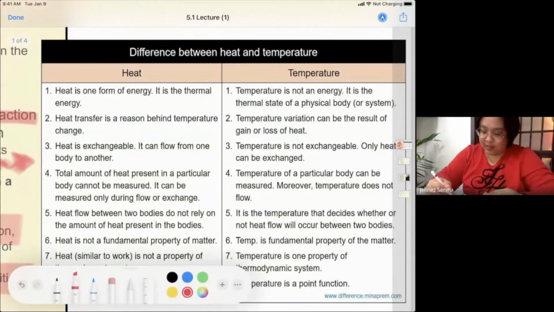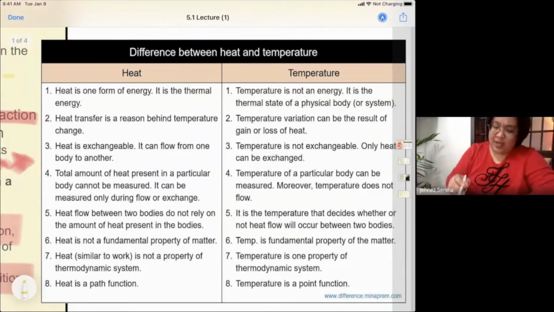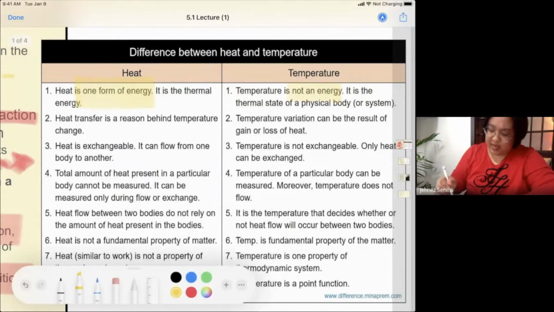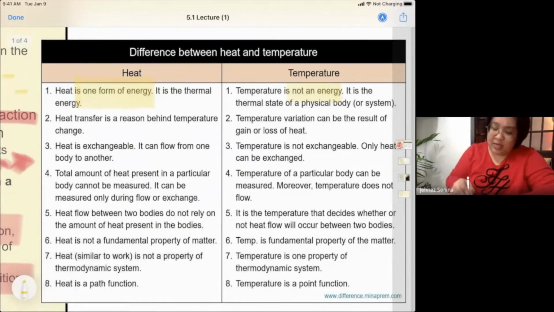I think in physics, you're going to have to study this, or maybe you studied it already. I'm not sure. Heat is a form of energy. Temperature is not a form of energy. Okay? It's just measuring the movement of the molecules, average kinetic energy. Heat transfer is a reason behind temperature change.